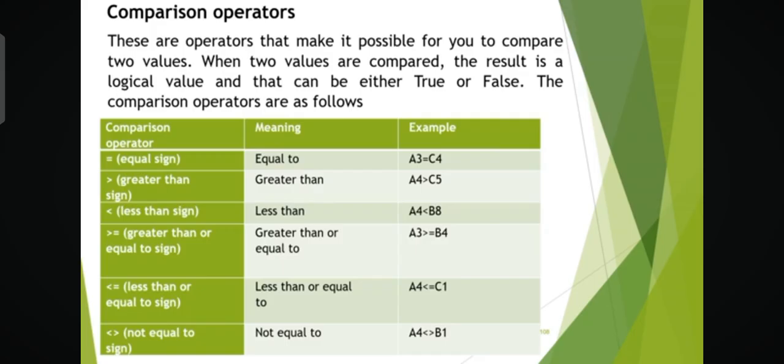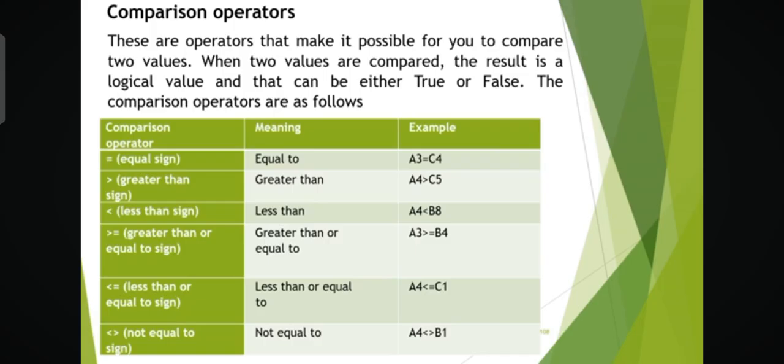Now, these are operators that make it possible for you to compare two values. For example, you have a value in cell A1 and another value in cell B1, and you want to see which of them is bigger, whether they are equal, or whether one is smaller than the other, or smaller or equal to the other. That is where we use comparison operators.